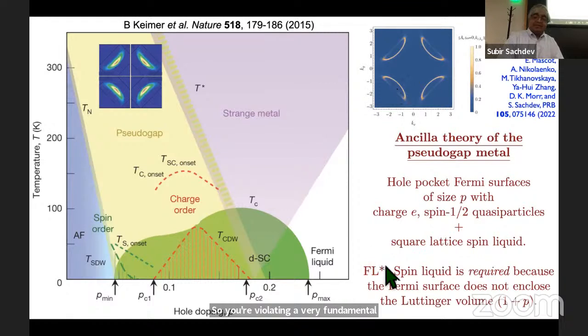And there's this idea that we sometimes call FL star, that you can violate the Luttinger relation provided there's a spin liquid around. And so underlying this Fermi arc spectrum must be a spin liquid. And that spin liquid really will be the central actor in everything I'm going to talk about. So I will say a little bit more about this ancilla theory, but that's not the main focus of this talk. Let me just give you a very simple, crude picture of what we think is going on in the pseudogap, just in terms of some simple pictures.